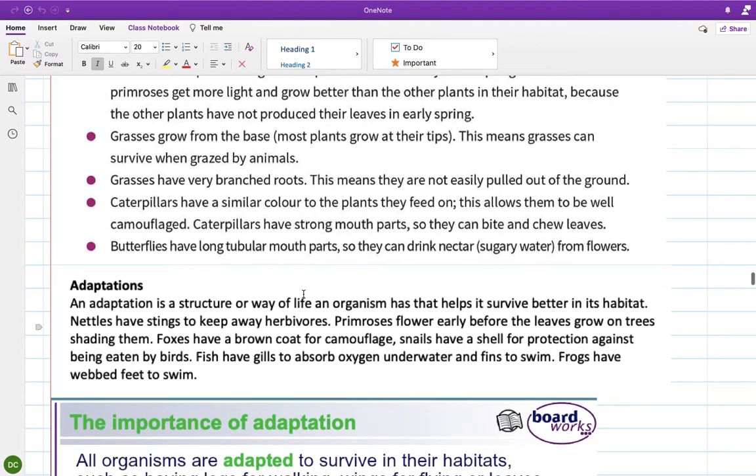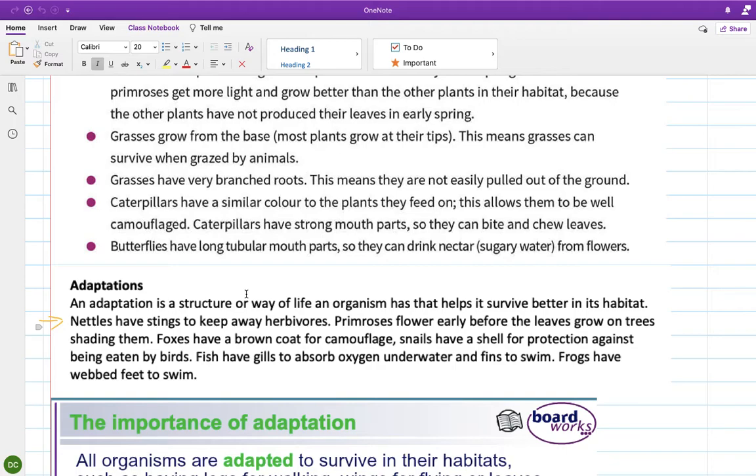Okay, so this one here, again, this is just notes from a different section. There's nothing here. There's nothing new here. Another interesting one there is the nettles one. I actually heard that on the radio the other day, that the stings on nettles are an adaptation as well, and it's to stop them being eaten.